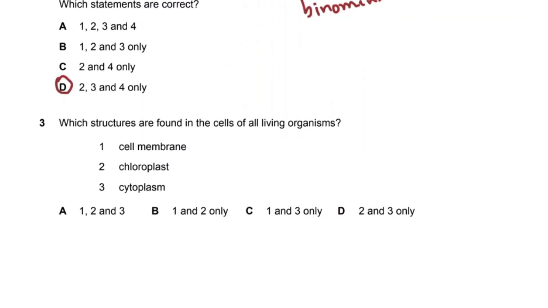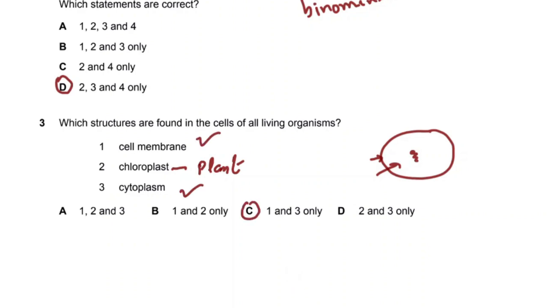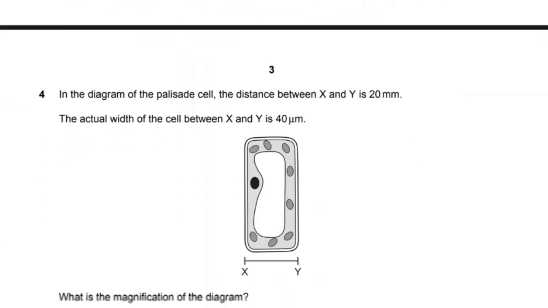Which structures are found in the cells of all living organisms? If we look at the cell, every cell has the cell membrane, every cell has the cytoplasm and the DNA. So these are the basic structures. Chloroplast is a structure which is only present in plants. So the answer will be C, because cell membrane and cytoplasm are found in all living organisms.